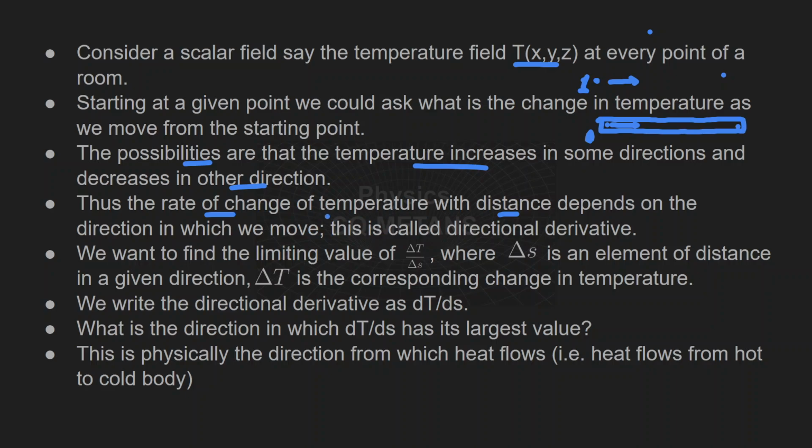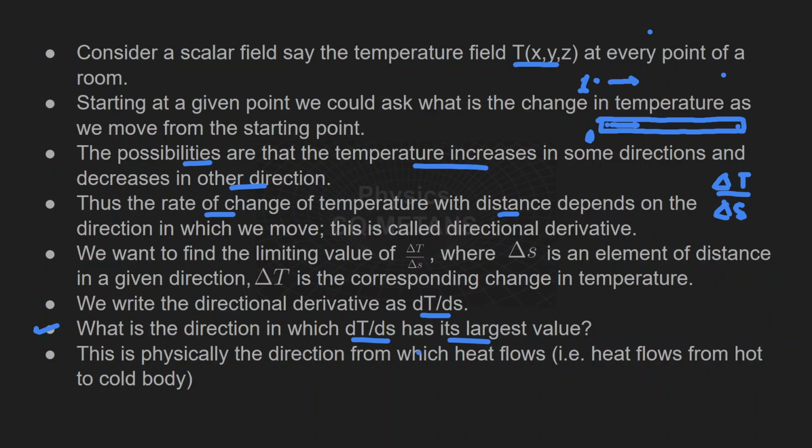Such change of temperature with distance is called the directional derivative, and we will call this delta T by delta s, where s is some distance element and delta T is the change in temperature. Now we write the directional derivative as dT by ds. We can ask the question: what is the direction in which dT by ds has its largest value?